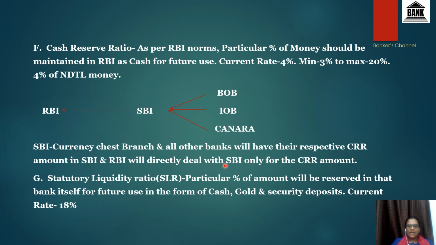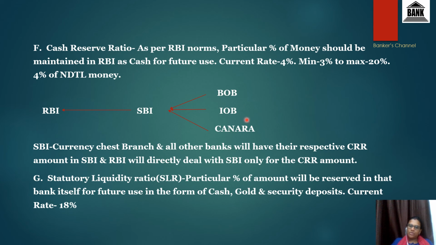The current rate is 4% of NDTL money, and the minimum it can go is 3% and the maximum it can go up to 20%. And the RBI will not collect CRR from all the banks. It will have a currency chest branch. I'll explain this concept with this pictorial representation. RBI will keep SBI as a currency chest branch, and all other banks will have their respective cash reserve ratio with SBI bank only.